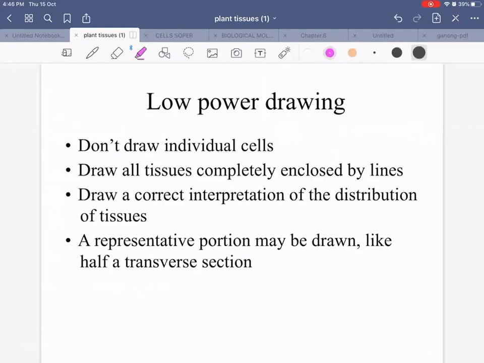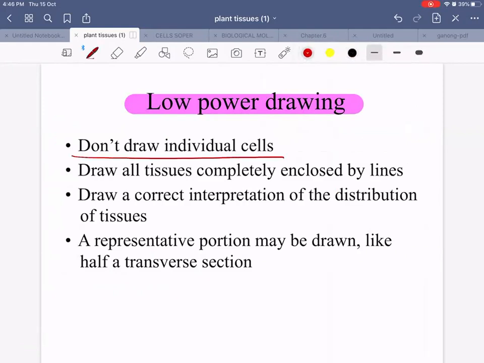Another hallmark of a low power plan diagram is that we never draw individual cells, right? Individual cells are never drawn. A plan diagram only shows you the distribution of tissues. For example, if I were to draw a plan diagram of the slide that I just showed you, it should have only been drawn like this. I should only show the distribution of tissues.